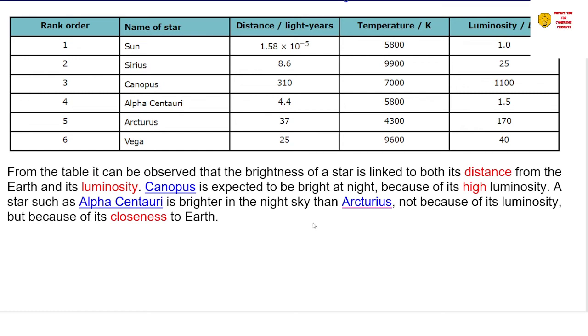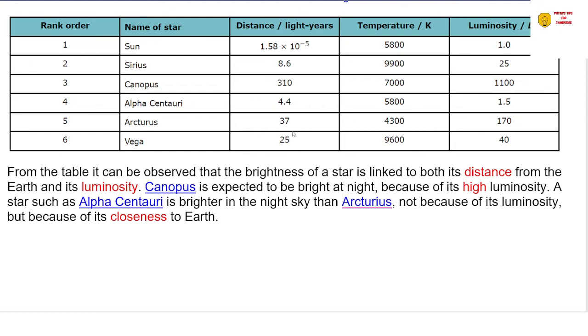Now, if you take Canopus, it is expected to be bright at night because it has a very high luminosity, as you can see, 1100. Although it is 310 light years away from us, its luminosity is very high. So we expect it to be very bright at night.